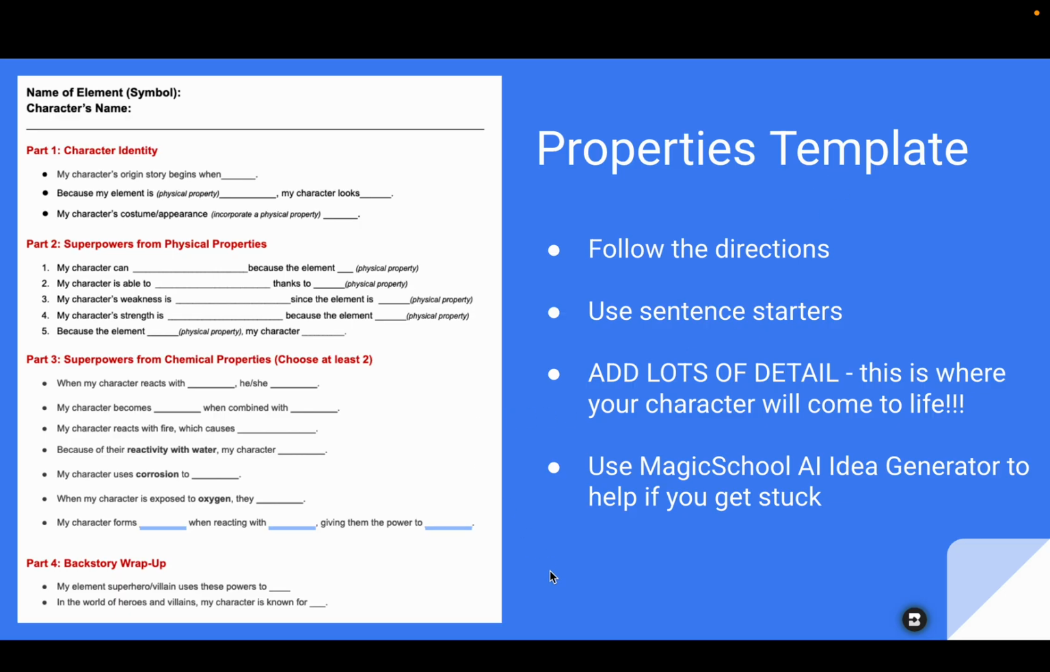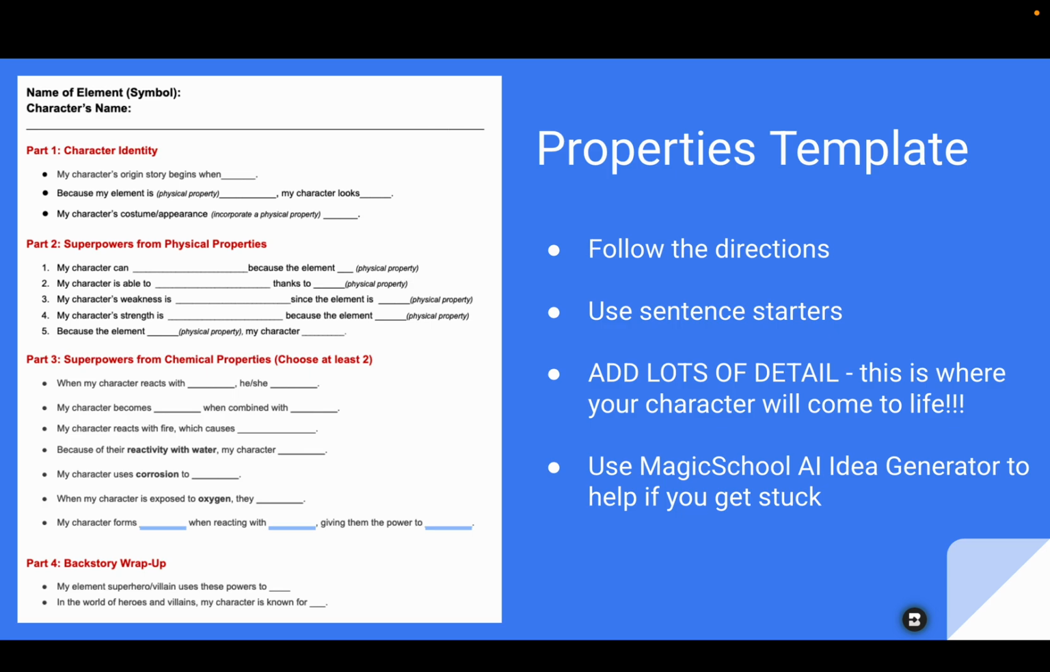And then part 4 is just backup story wrap up. My element superhero or villain uses these powers to, what is the purpose? Is it world domination? My character is Renium, and she's super. The element is really rare. Very difficult to find in the natural world. And so because of that, my character thinks she's the only one that can dominate. She's so special. She's so unique that she is going to dominate and rule the world because she's the only one. Now, I'm going to be honest with you.